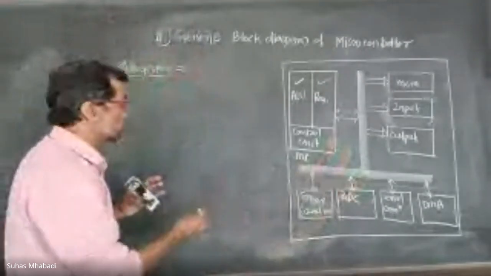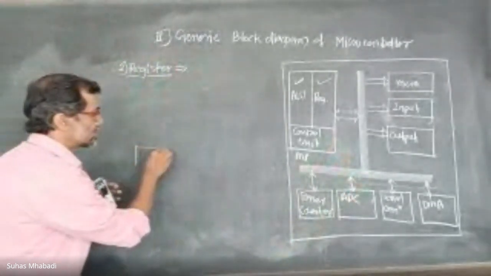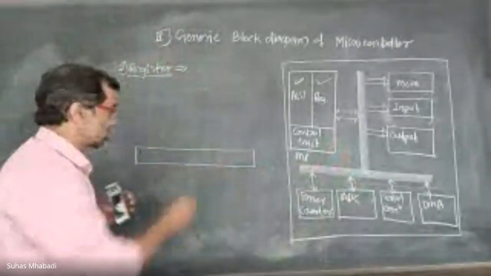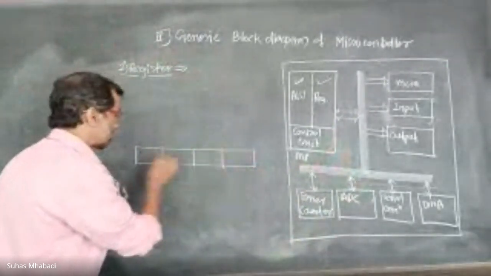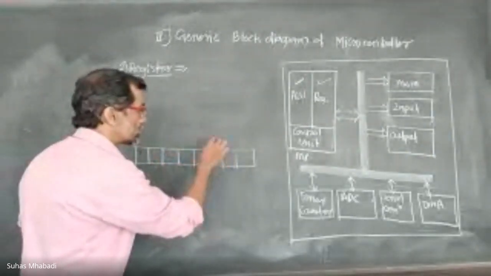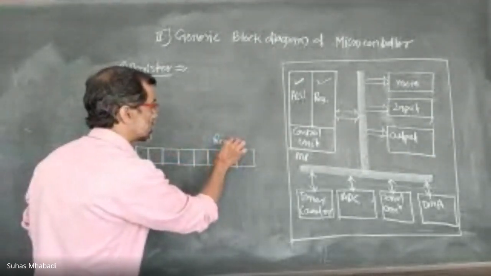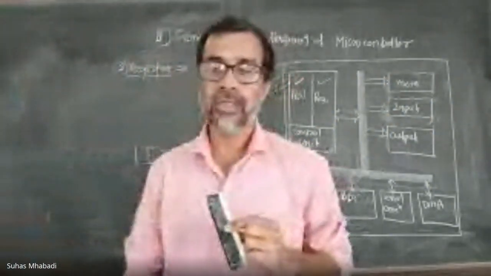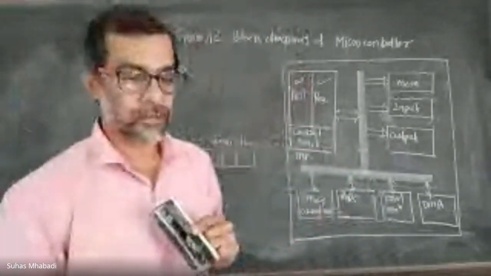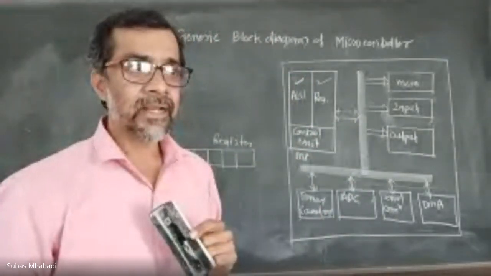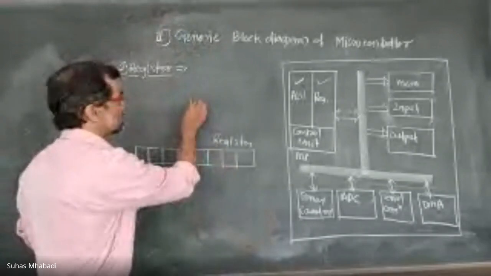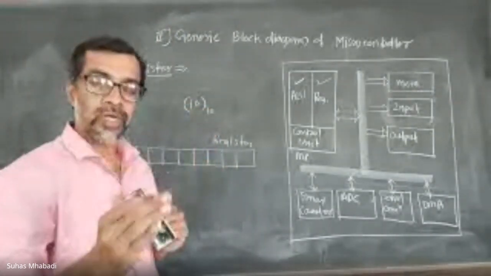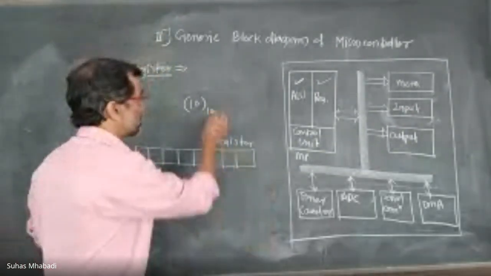So how does it look? It looks like this. This is a register which consists of a number of flip-flops. This is known as a register, and in that register, we can store some binary information. Suppose I want to store the number 10, which is a decimal number. I wish to convert that to binary format.